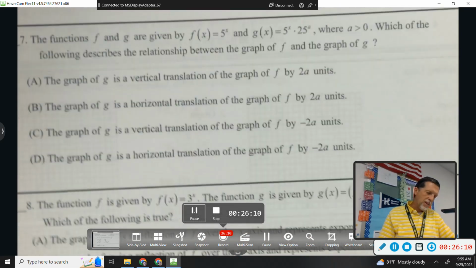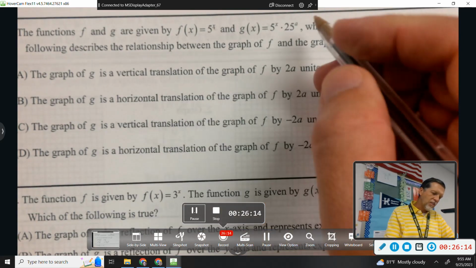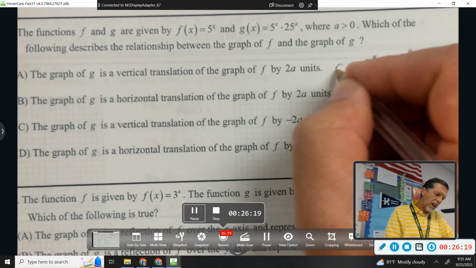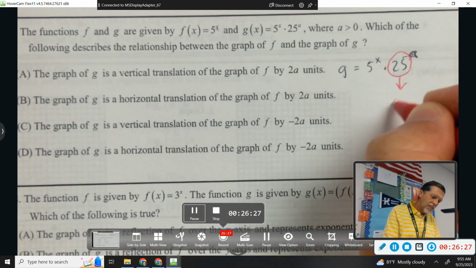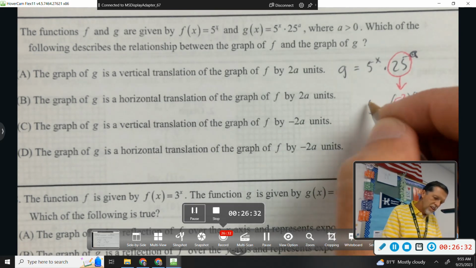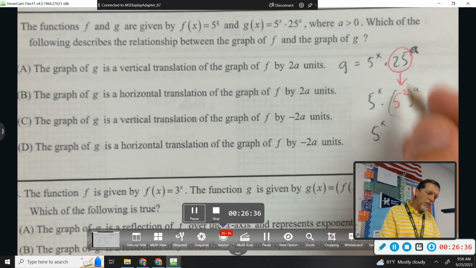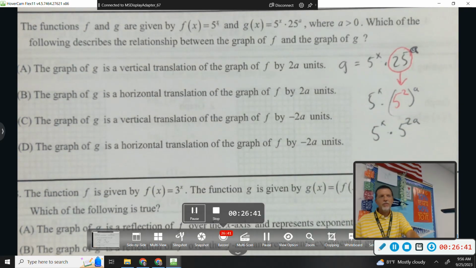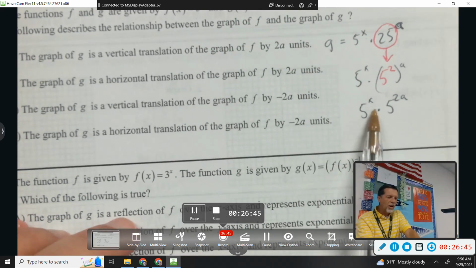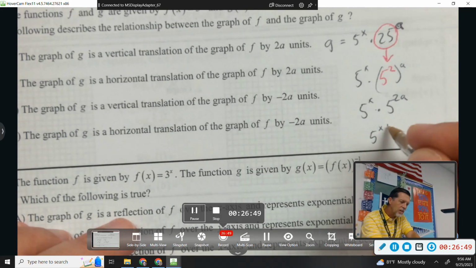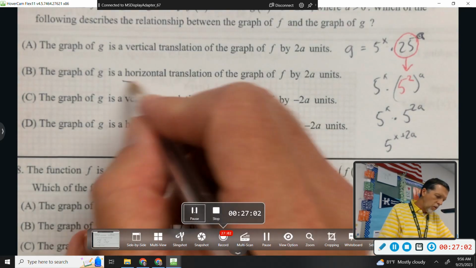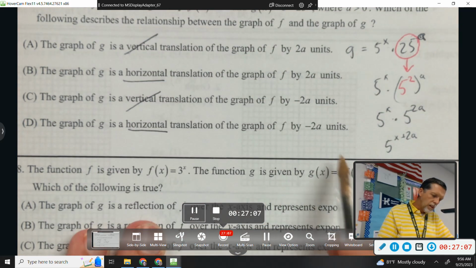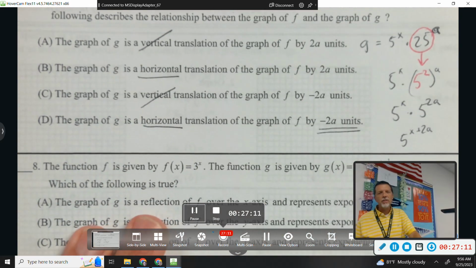Number 7 is kind of the same type thing. F of x is 5 to the x. G of x is 5 to the x times 25 to the a. That's an a, not a 9. What's 25? 5 squared. So again, once you get that first step down, then it starts to fall out pretty quickly. Like, oh, 25 is 5 squared, so that's 5 to the 2a. And then be careful here. What do I do when I'm multiplying? Add the exponents. X plus 2a. And then I just have to think about, all right, x plus 2a, that is left 2a units. So horizontal for sure. It would be by negative 2a units. They worded that a little bit weird because we're going to go left 2a.